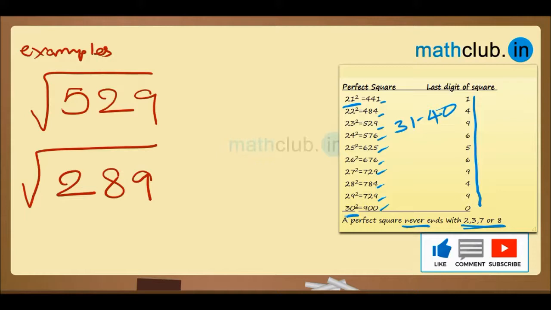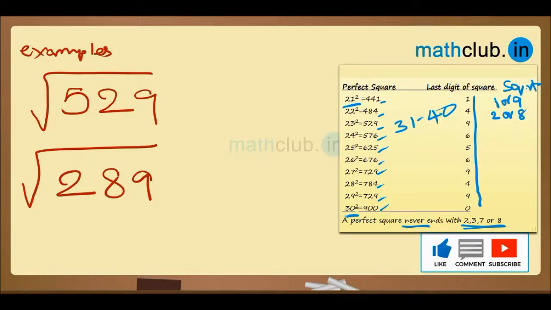A perfect square never ends with 2, 3, 7 or 8. Now, the next observation is the most important observation. If the number is a perfect square, we try to observe what digit the square root should end with. When a number ends with 1, the square root ends with 1 or 9. When a number ends with 4, the square root ends with 2 or 8.